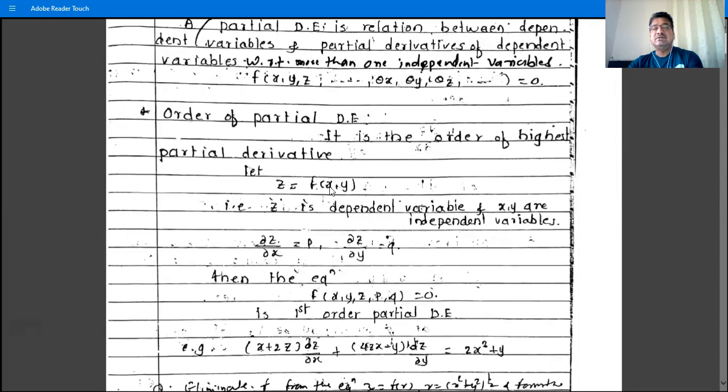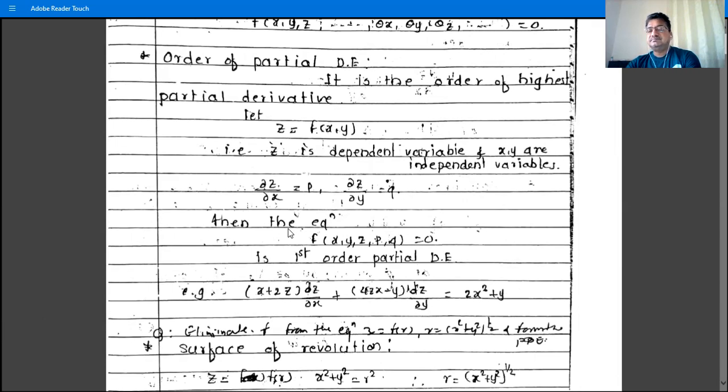If z is equal to f of x, y, z is a dependent variable and x and y are independent variables. Z is the function of x and y. Then we denote ∂z/∂x by small p, and ∂z/∂y is equal to small q. So remember this notation for chapter number 2, that small p means ∂z/∂x and small q means ∂z/∂y.